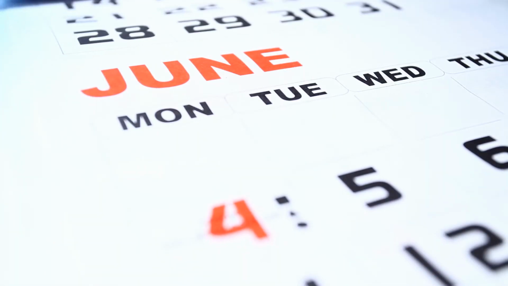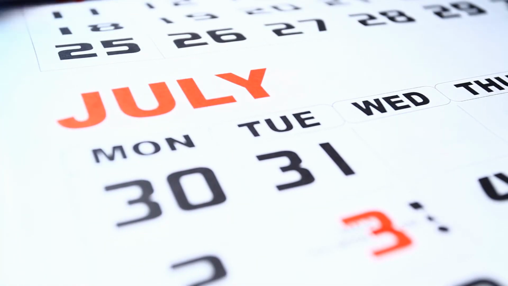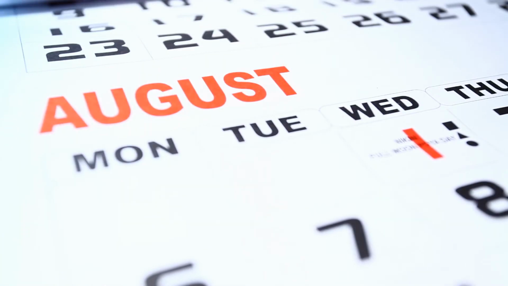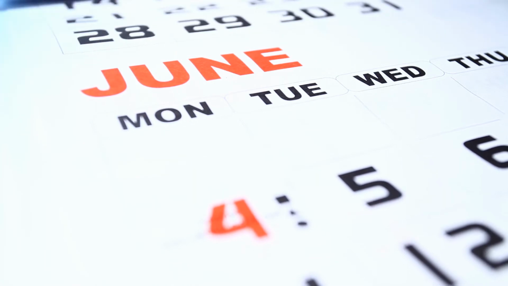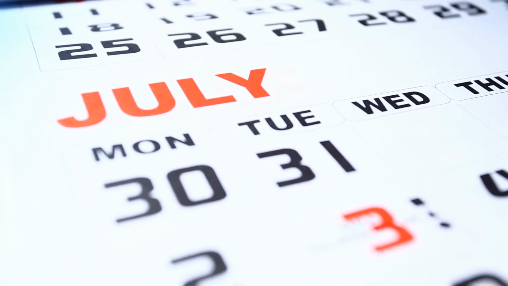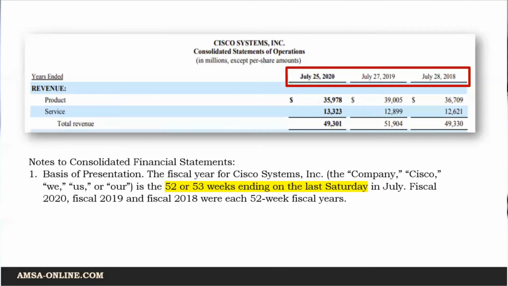A fiscal year consists of 12 consecutive months that don't begin on January 1st or end on December 31st. For example, July 1st of the current year through June 30th of the following year. A fiscal year also can include periods of 52 to 53 weeks. This might not end on the last day of the month, but instead might end on the same day each year, such as the last Friday in March.